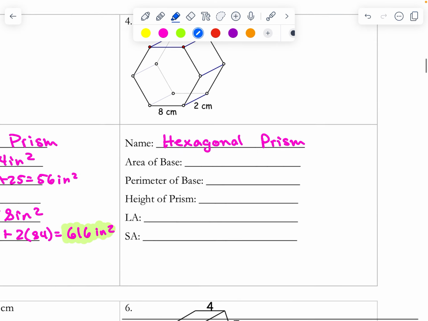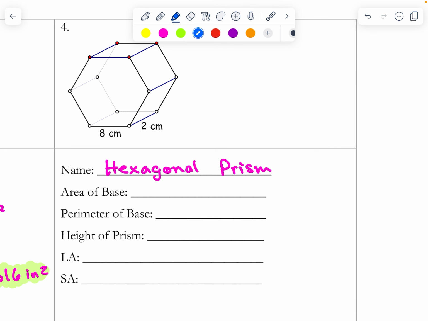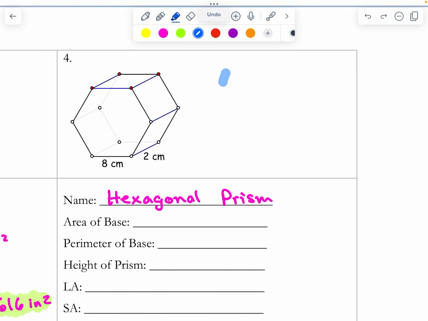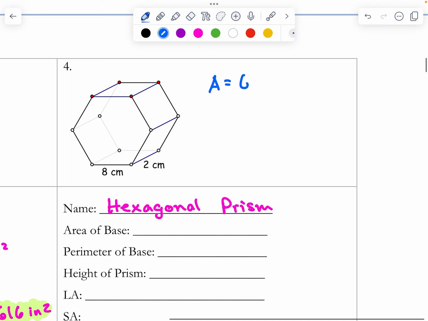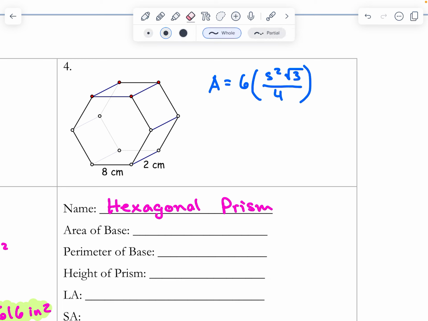All right. Moving on to the hexagonal prism. Well, the hexagonal prism is going to start with the area of the base, so let's find it. For those who don't remember, the area of the base of a hexagon is equal to 6 times the area of an equilateral triangle, which ends up being side squared times square root of 3 over 4.